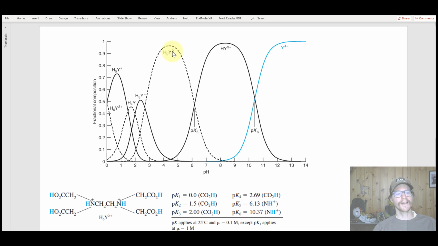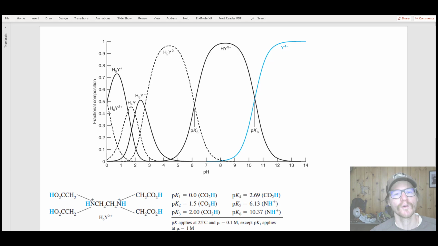H2Y2-, so that's the 2- ion, and then you have the pK5, which is the H3 minus, and then you have all the way out here, once you've fully deprotonated the HY3- complex, you have the Y4-, and that's above 10.37 here. So there's lots of different species present which are clearly pH dependent.